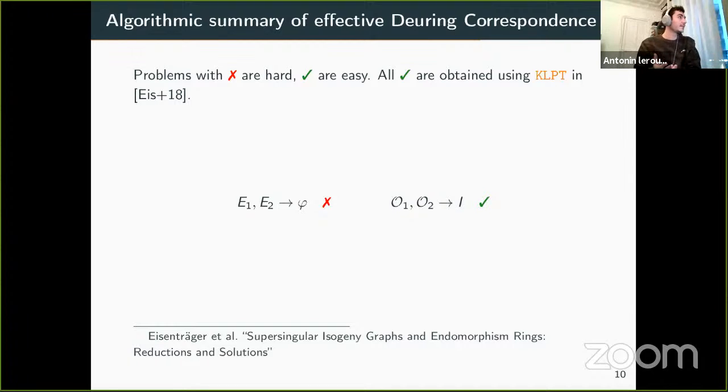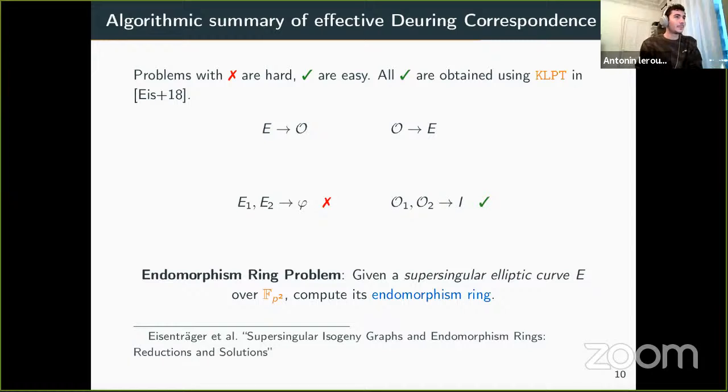Well, we have basically what we could call the effective Deuring correspondence, which is: take a curve E and then find its endomorphism ring, okay? Or the counterpart, which is: take a maximal order and then find the elliptic curve whose endomorphism ring is isomorphic to this maximal order. Then we can do the same thing with ideals and isogenies.